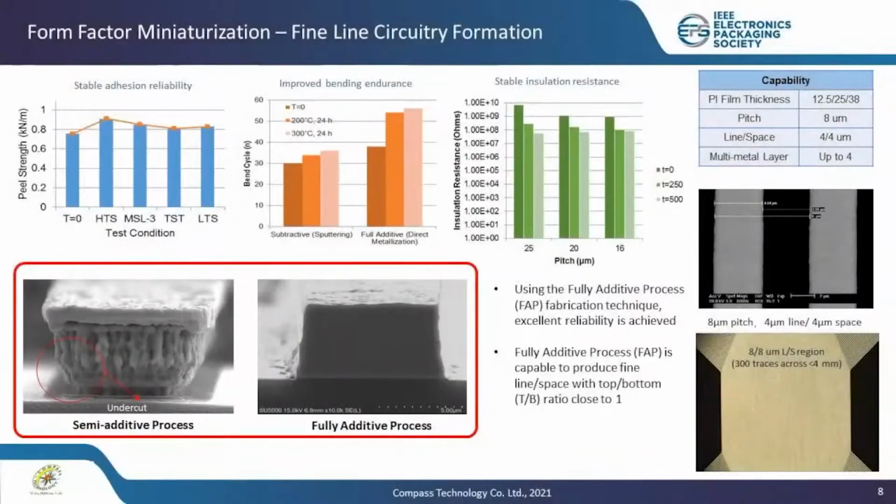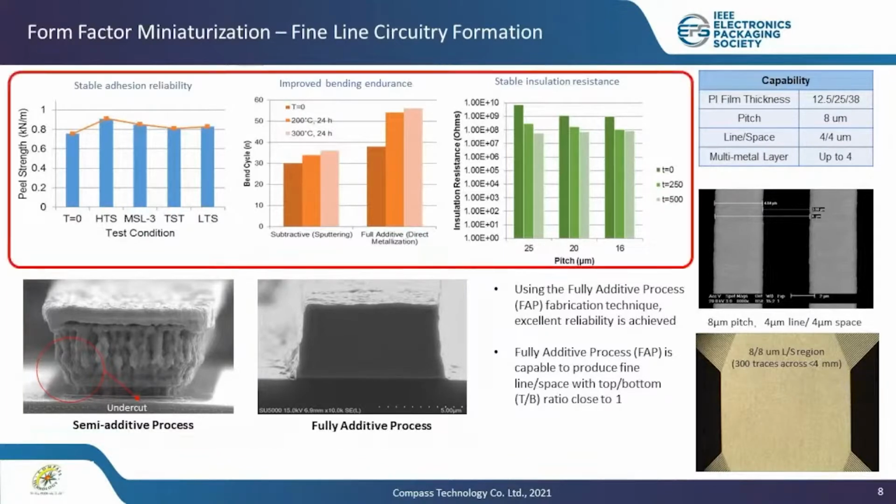As shown from the pictures, the materials produced by this technique are suitable for a fully additive process with a better trace profile. As we can see from the conventional semi-additive process, undercut is always a concern and causes frequent trace adhesion problems when the pitch goes down below 20 micrometers. The fabricated circuitry is proven to pass all the reliability testing, including the adhesion test, the bending endurance test, and also with a very stable insulation resistance for fine circuit applications.